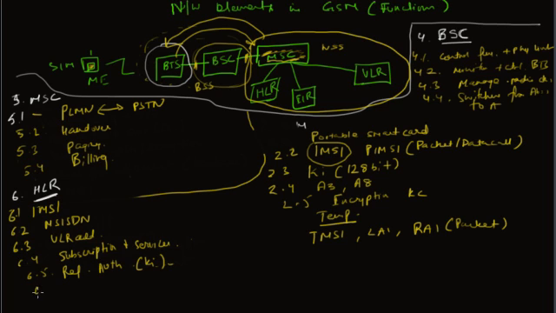And the HLR is called upon when a call comes from the public landline to the cellular network, to the mobile network. That's when the MSC calls the HLR for information. So this is a little bit about the HLR.